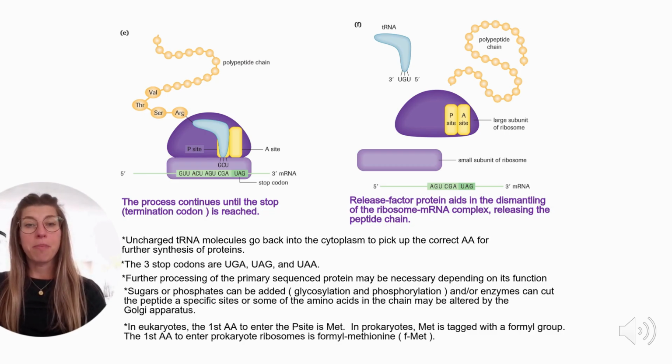Further processing of the primary sequence protein may be necessary depending on its function. Sugars or phosphates can be added, called glycosylation and phosphorylation, and/or enzymes can cut the peptide at specific sites, or some of the amino acids in the chain may be altered by the Golgi apparatus. In eukaryotes, the first amino acid to enter the P site will always be MET, methionine. In prokaryotes, methionine is tagged with a formyl group. The first amino acid to enter the prokaryote ribosomes is formyl methionine because it's tagged. So they call that f-Met.